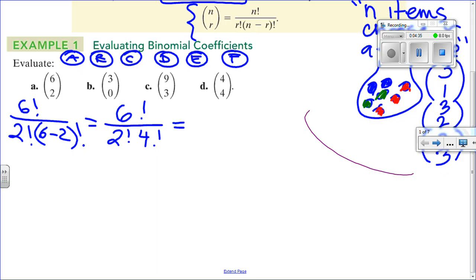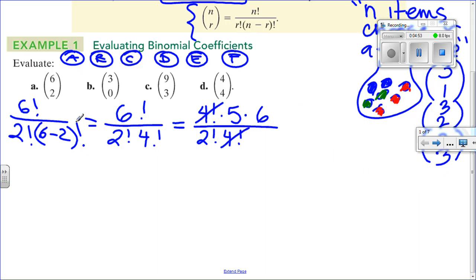We know that 6 factorial could be written as 4 factorial, but we still need to multiply times 5 times 6. Do you guys remember that? And on the bottom, we have 2 factorial and we have 4 factorial. Here, we know 4 factorial divided by 4 factorial is equal to 1, so we say they cancel. And here, we will have 30 divided by 2, which is 15.